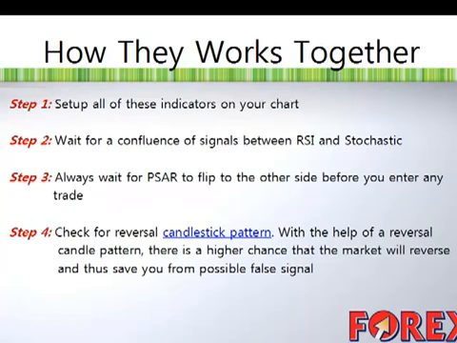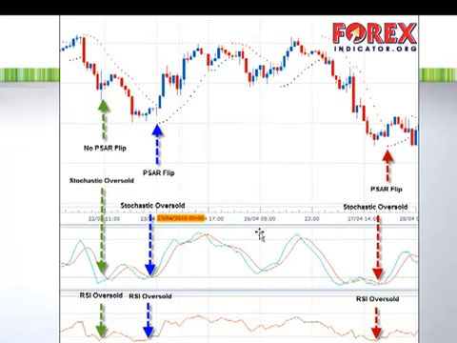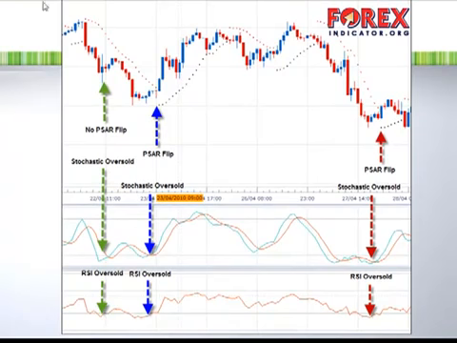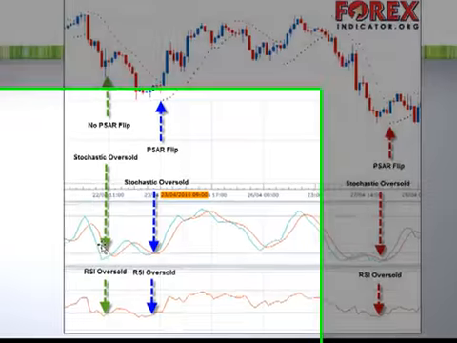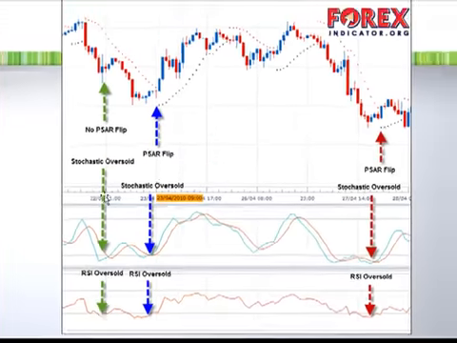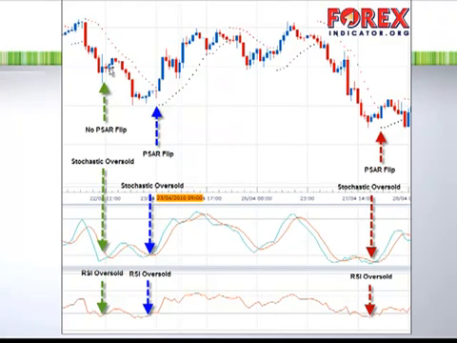Okay, so let me go through one example to show you how it works. Let's take a look at this picture here. What we see here is that the stochastic shows a sign of oversold, and the RSI is also showing a sign of oversold. This is a good sign, but you do not go long. You have to wait for the PSAR to flip. You can see there is no flip. It did not flip and continued to move down.